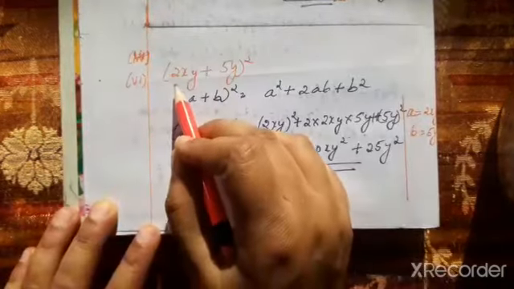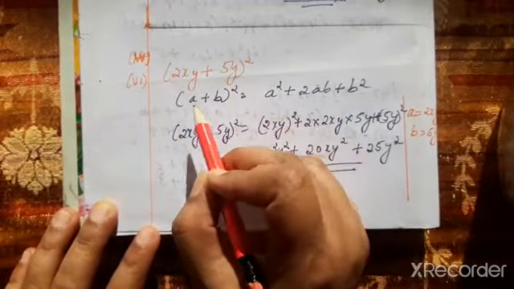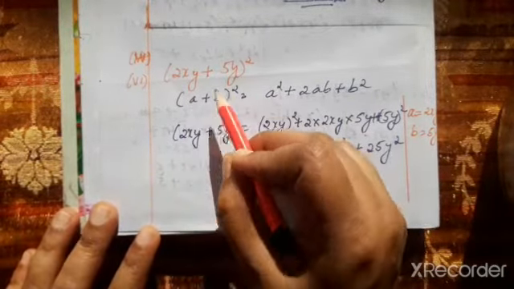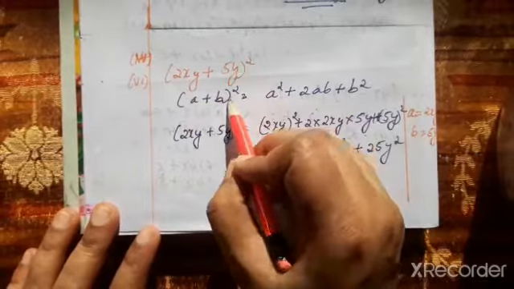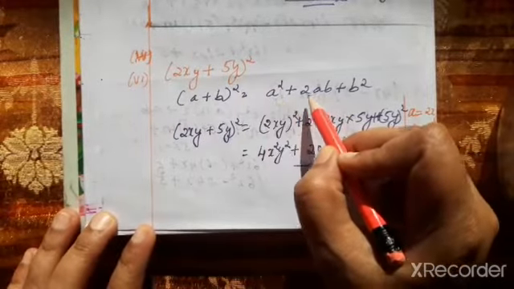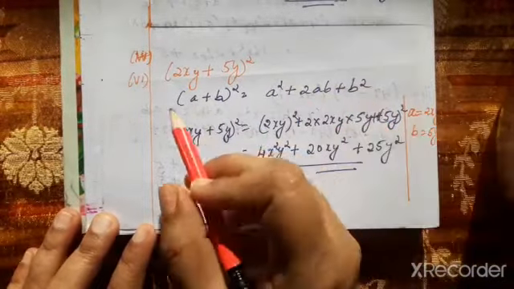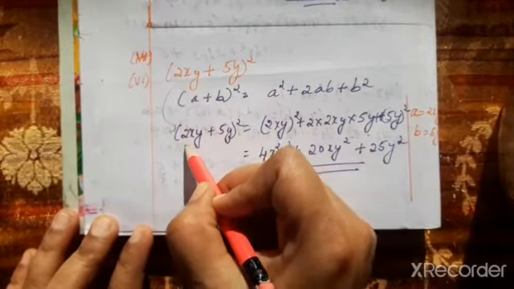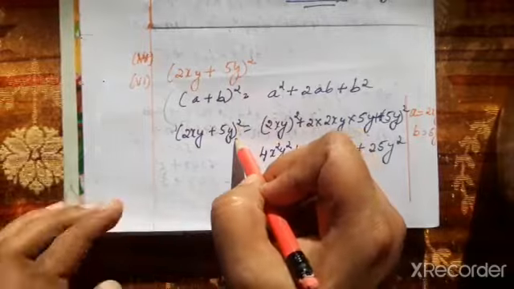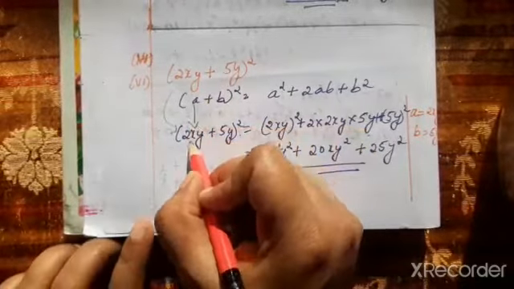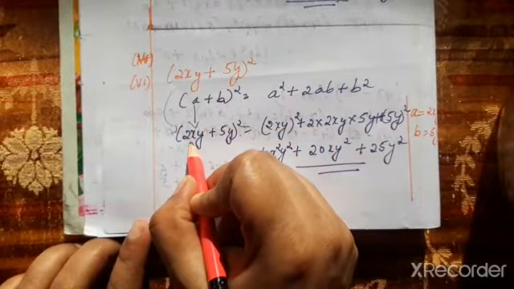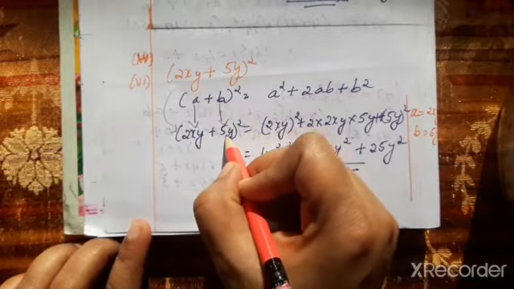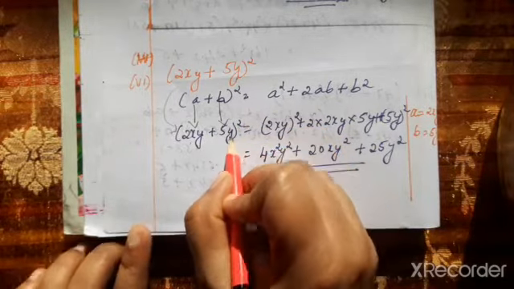Sixth question, homework sum: (2xy + 5y)². The formula is (a + b)². It looks like the (a + b)² formula. The identity is a² + 2ab + b². Write the formula, then write (2xy + 5y)² once again here. Now the a value is 2xy, so in the place of a we have to write 2xy. The b value is 5y, so in the place of b we have to write 5y.